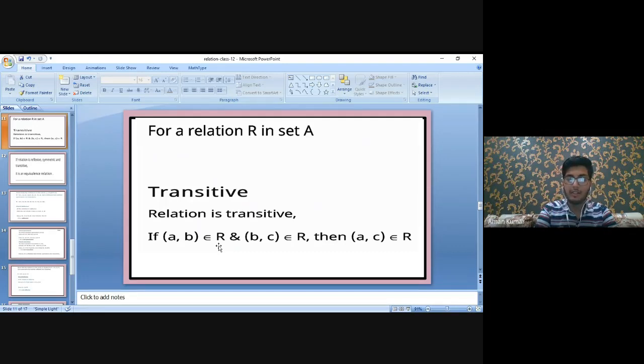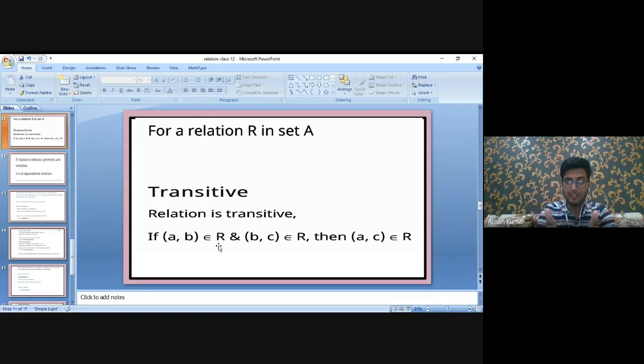Transitive relation. Same for a relation R in set A, a relation is transitive if first of all A is related to B. That means the ordered pair (A, B) belongs to R, and also (B, C) belongs to R. That means B is also related to C. Then (A, C) belongs to R. If the relation is transitive, this condition must hold, then only the relation is transitive.